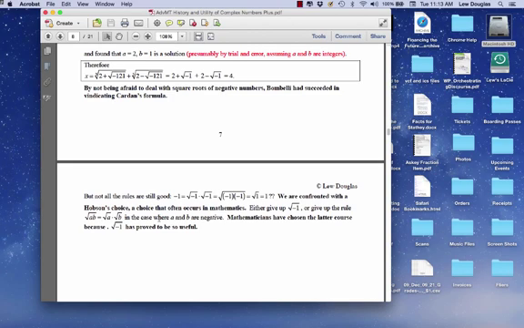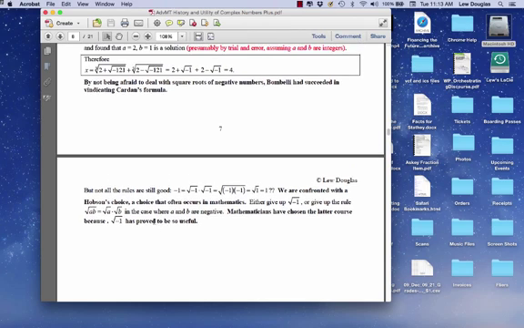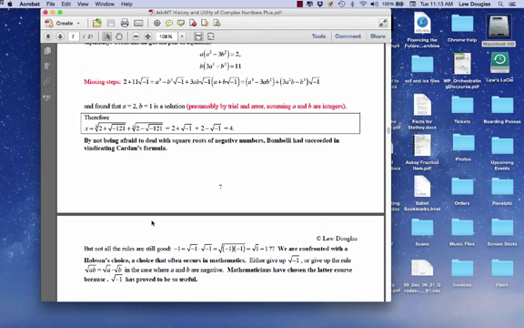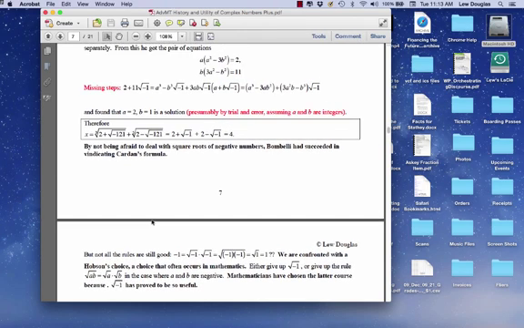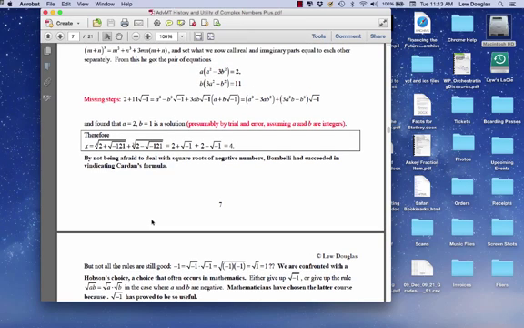All right. So that's the part of this document that I would like you to read and understand the algebra that's involved. And if you have questions, record them.